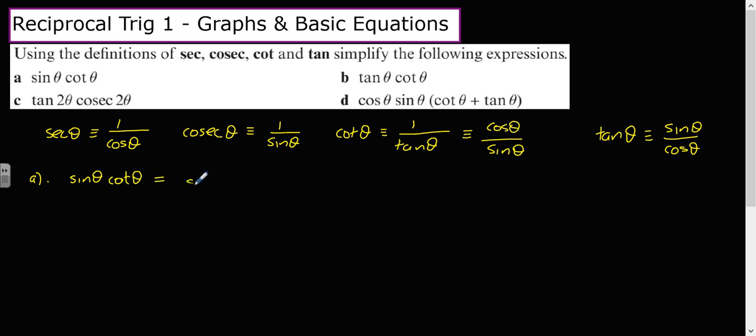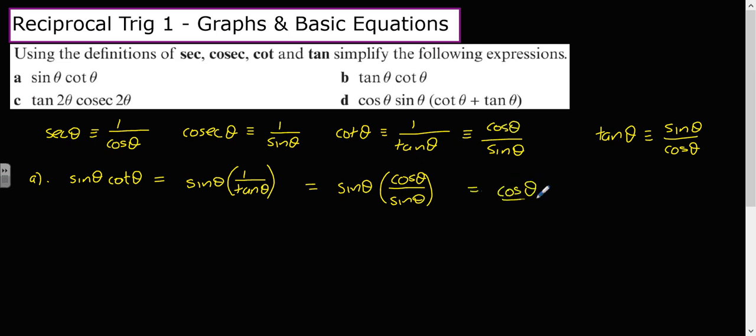So what we do here is we just switch out anything that we can. So we can switch out cot theta as 1 over tan theta. We still have a problem that we can't really simplify sine and tan together. Nothing cancels out, which is what we're looking for. So we'll go one stage further, and we'll say that cot theta is actually cos theta over sine theta. And now we can start to see what we can cancel out, because if you have sine theta multiplied by cos theta divided by sine theta, you just have cos theta. And that's our simplification.